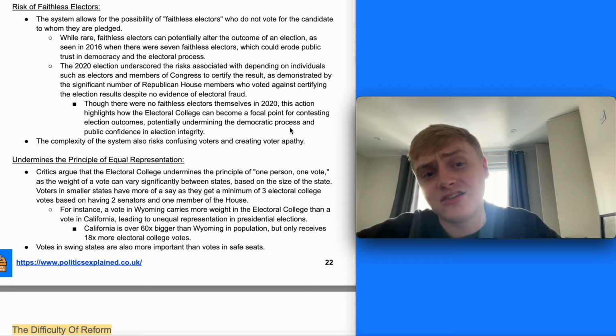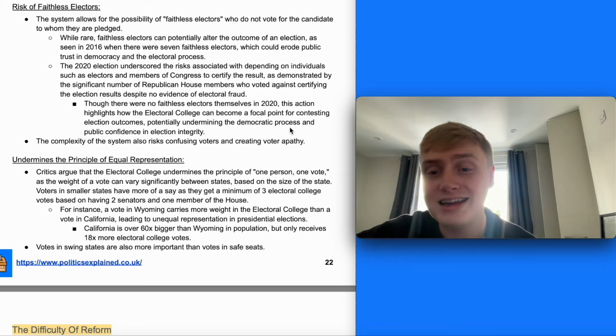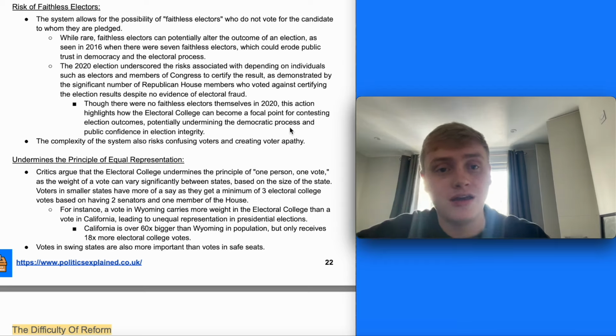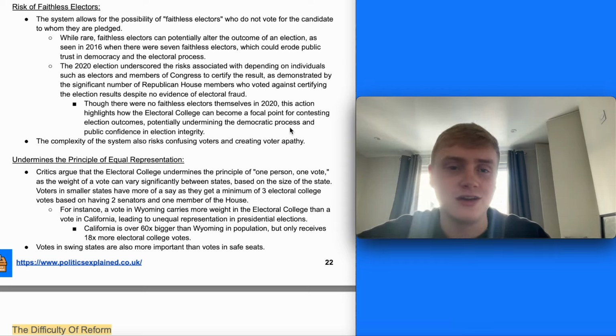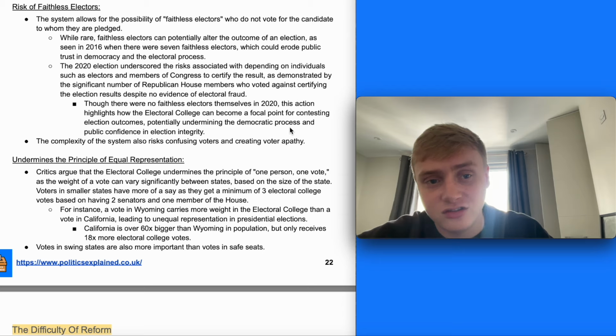The 2016 election underscored the risks associated with depending on individuals such as electors and members of Congress to certify a result, as demonstrated by the fact that a significant number of House Republicans, of course not enough for a majority, voted against certifying the election results despite no real evidence of electoral fraud. This was just to secure support from the party base, many of whom believed Trump's false accusations.